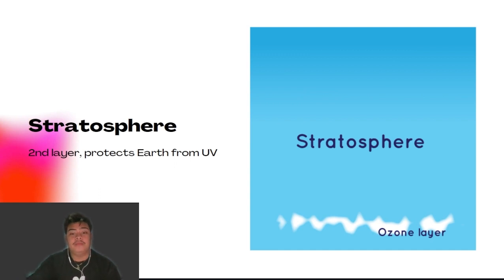Stratosphere, second layer, protects Earth from UV. The ozone layer is found in this layer of the atmosphere. Basically, this is the layer that protects the Earth from ultraviolet radiation.